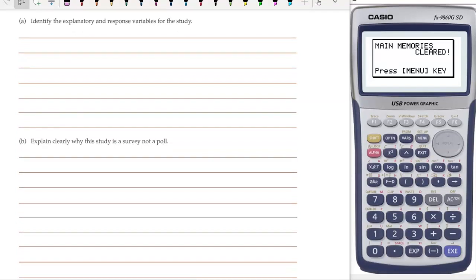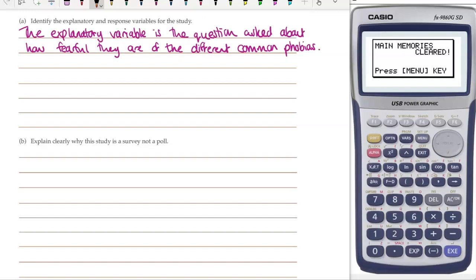So this one is a survey of how afraid people are of various different things, and we need to identify the explanatory and response variables. So the explanatory is the question they were asked about how afraid they were of certain things. And the response variable is the answers they were able to give to these. So the not afraid at all, not really afraid, a little afraid, and very afraid.